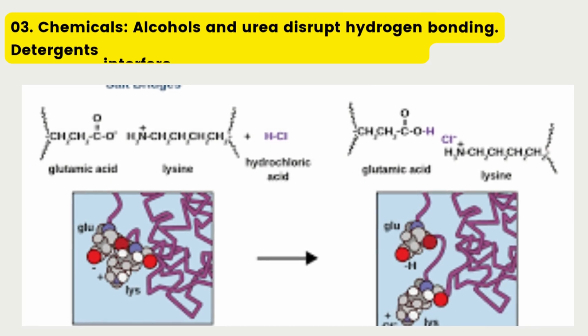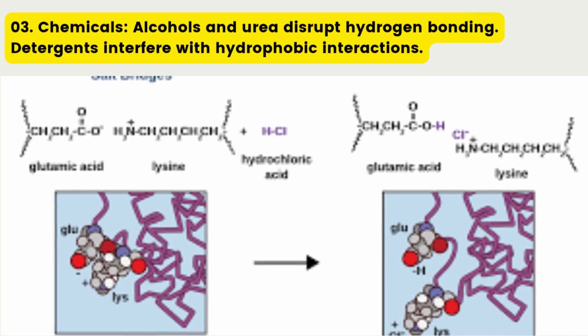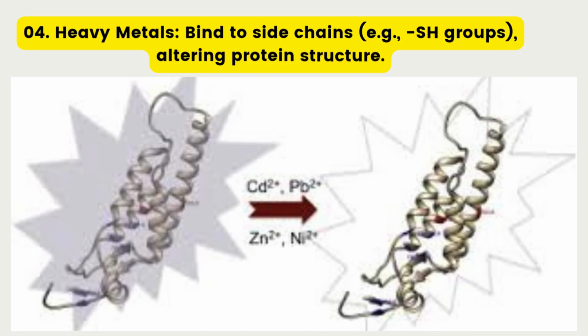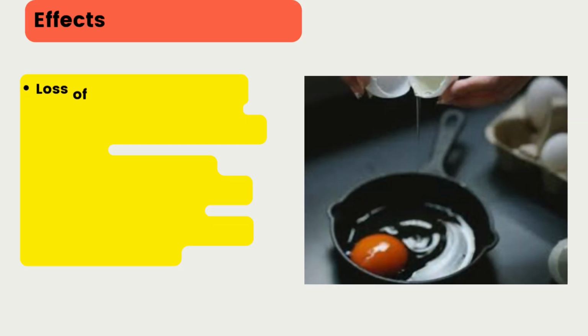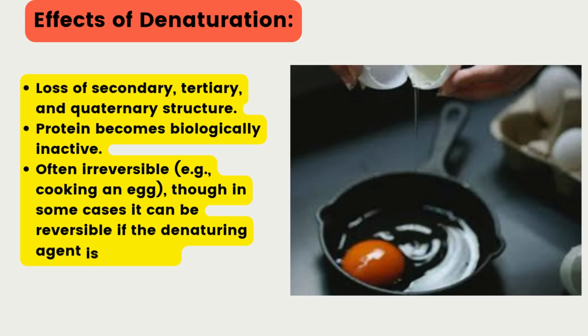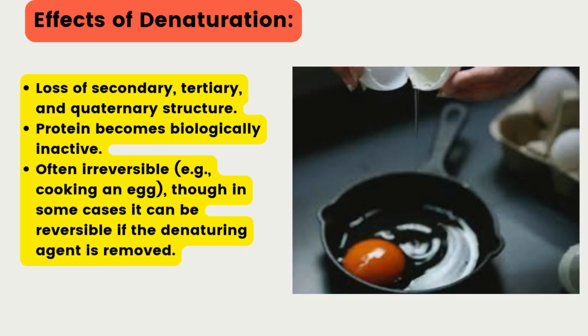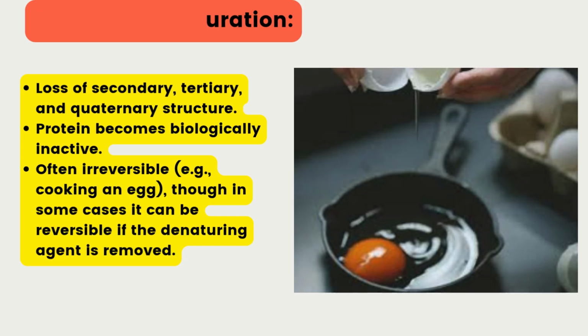Chemicals, alcohols and urea disrupt hydrogen bonding. Detergents interfere with hydrophobic interactions. Heavy metals bind to side chains, altering protein structure. Mechanical agitation, vigorous mixing or shaking can disrupt interactions. Loss of secondary, tertiary, and quaternary structure. Protein becomes biologically inactive, often irreversible, though in some cases it can be reversible if the denaturing agent is removed.